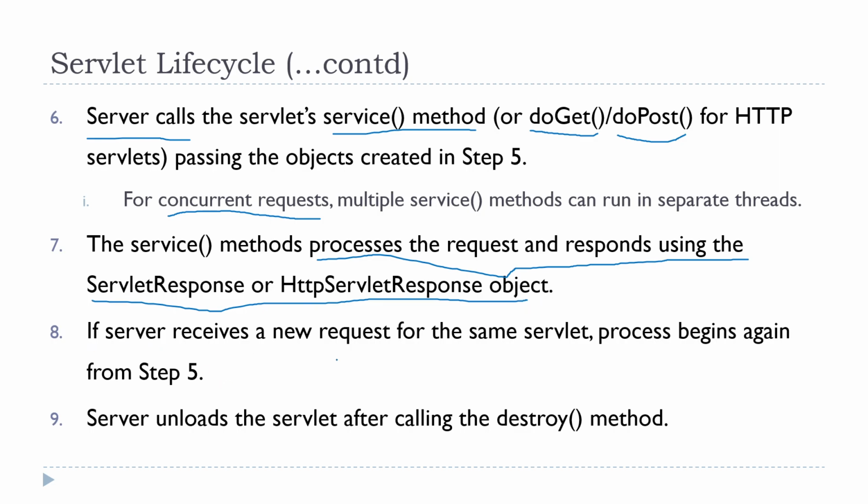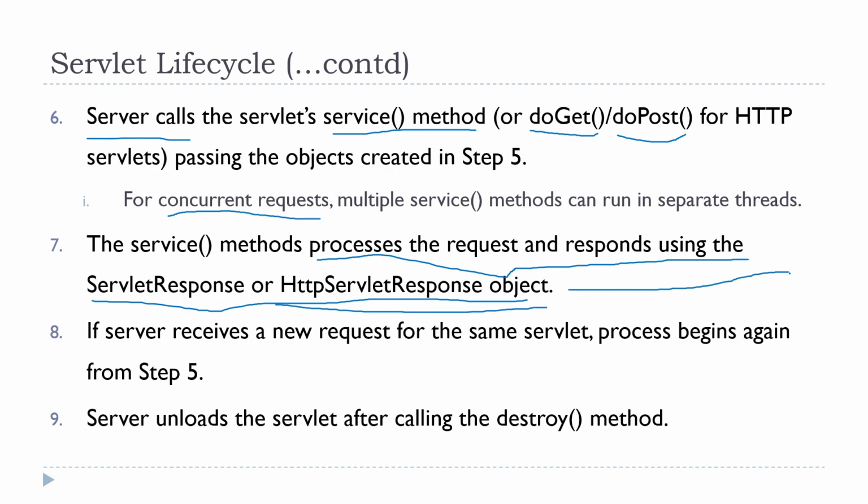Now, if the server again receives a new request for the same servlet, then the process will begin again from step 5. So we will not go back to initializing the servlet again. We will not go back to step 1, wherein we were creating the objects and calling the init method. The process will begin from step 5. So whenever a client request comes, we will be creating an HTTP servlet request and HTTP servlet response object, and then the service method will be called, the request will be processed, and the response will be sent.